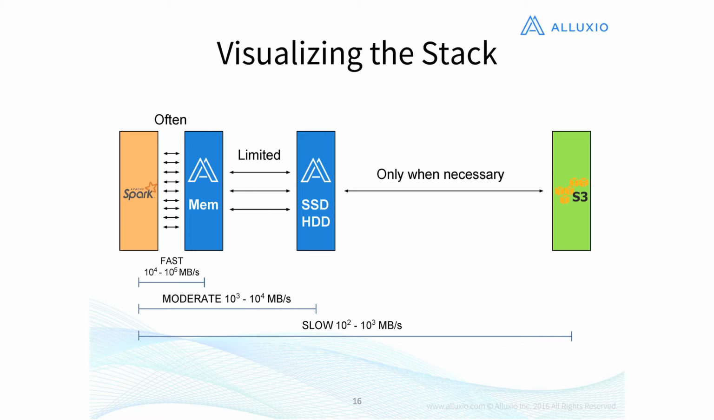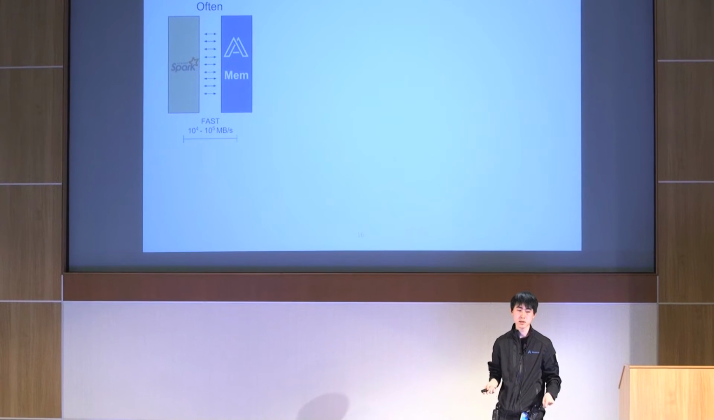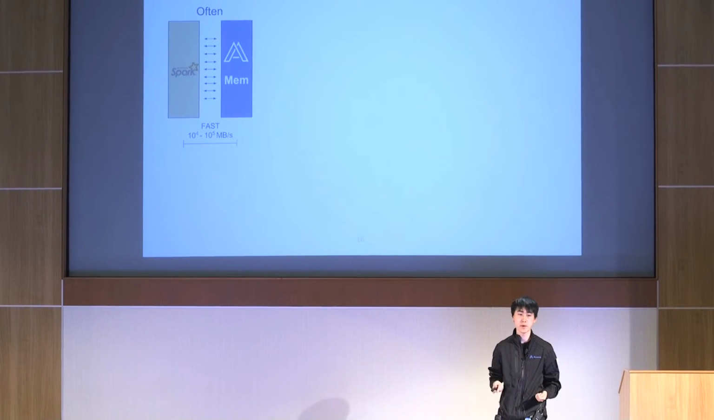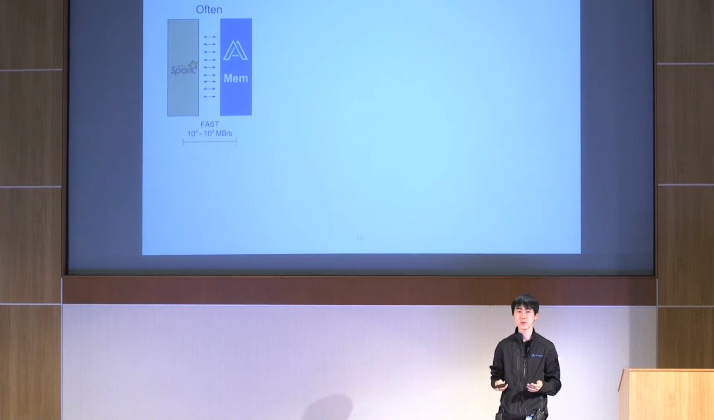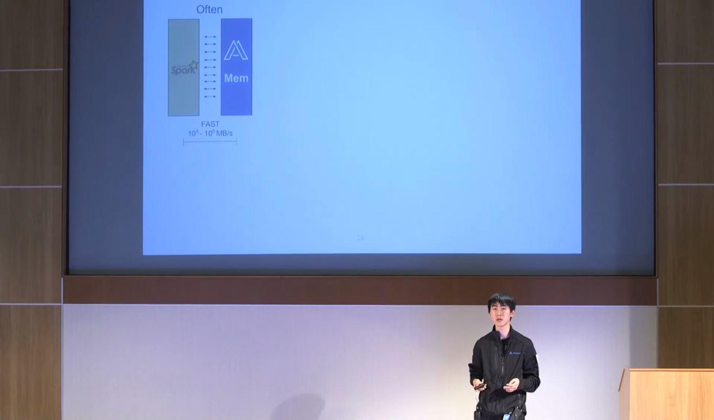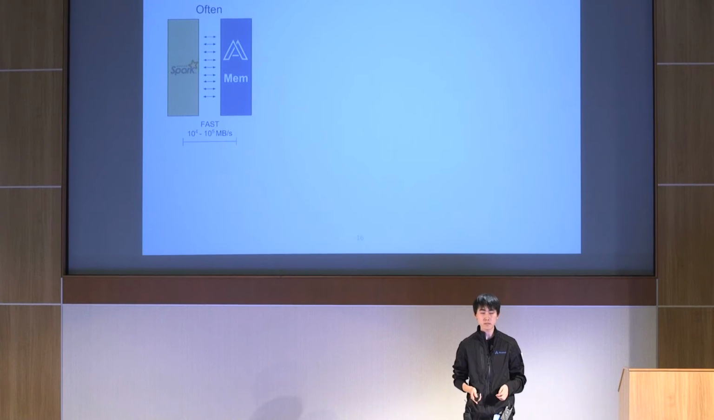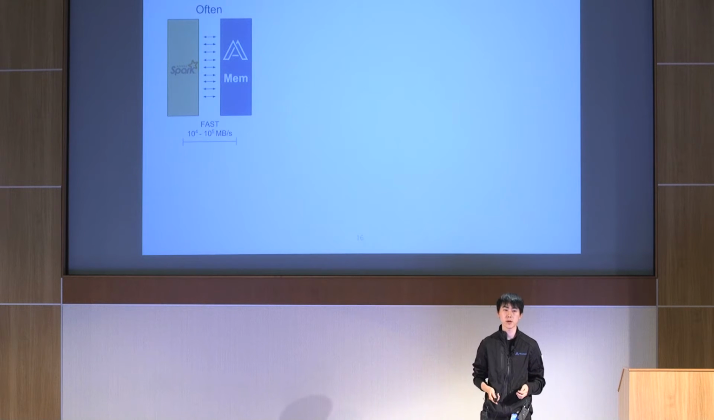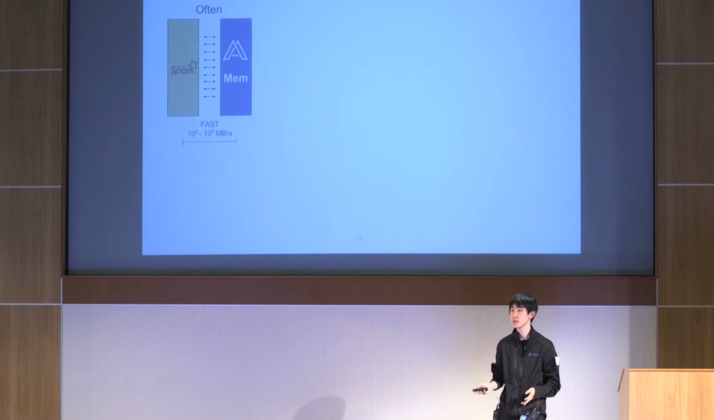On the left-hand side, we have our computation framework, or in our case, this application is Apache Spark. And what you really want to be doing often is interacting with this really fast data access layer, Alluxio memory. Here you can see that there's a lot of arrows between them, as well as the speed between them is around gigabytes per second to tens of gigabytes per second. But of course, this isn't always possible. For example, your data set may not fit in memory.